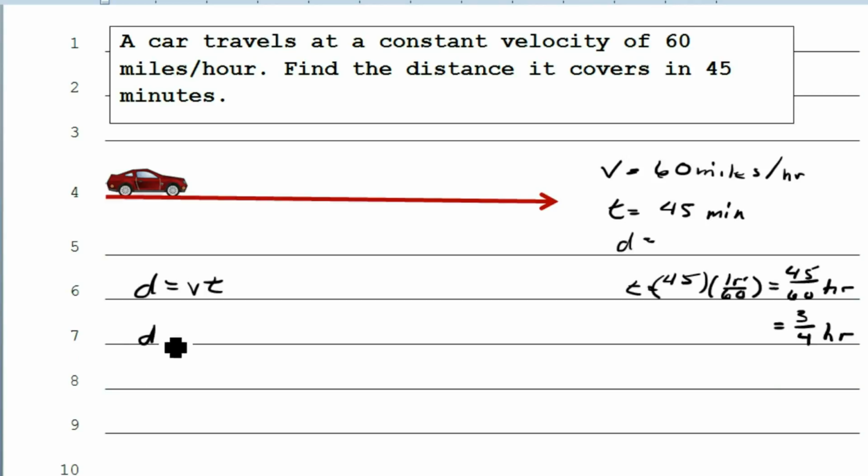So we have d. We're given v, 60, and we have t in the correct units, hours. It's 3/4. And we got 180 over 4. Distance would be 45 miles.